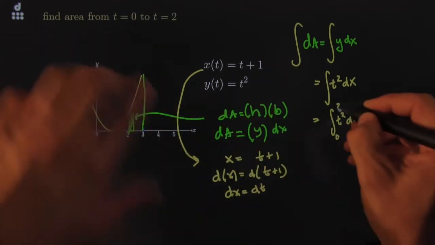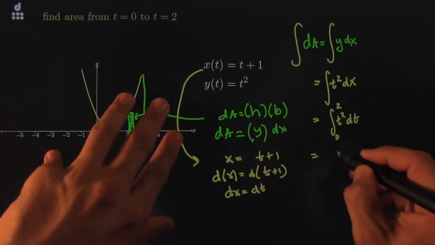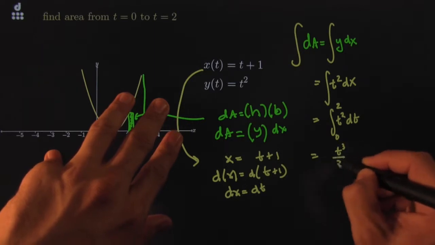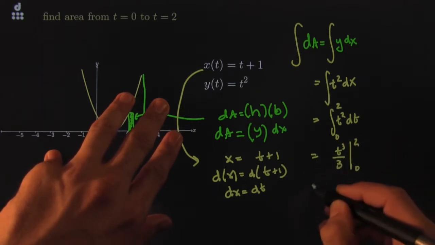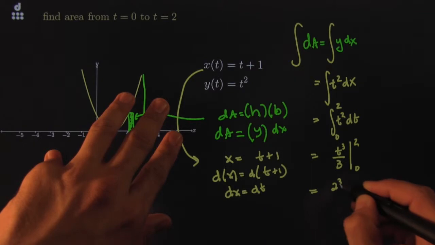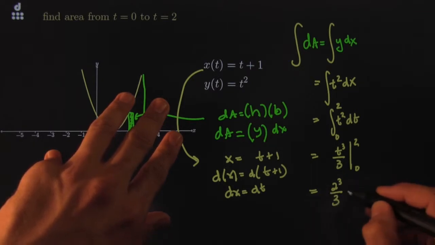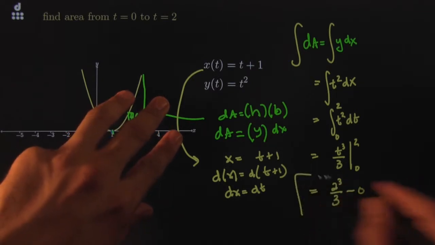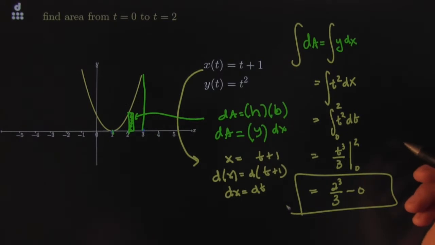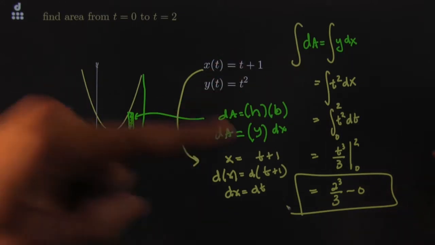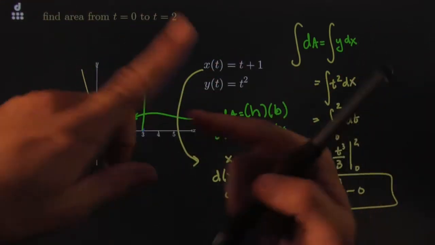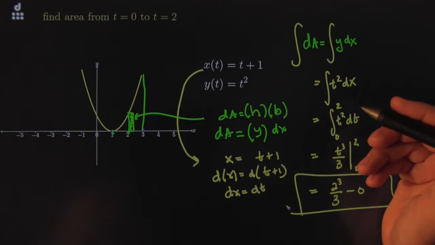Beautiful. From 0 to 2, that would of course give you t to the third over 3, going from 2 to 0, which of course would give you 2 to the third over 3 minus 0. And that, my friends, would be your final answer. It's duck soup. Piece of cake. If you ever find a job where you get paid for doing stuff like this, take it. It's a good deal.